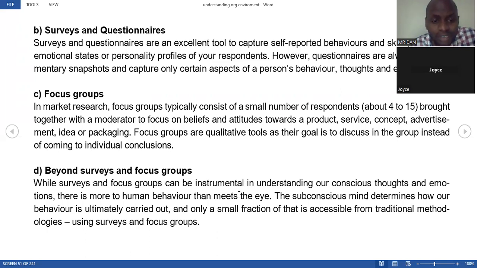You can also organize focus groups where you have individuals of 4 to 15 members, and where you give them some tasks and they do those tasks. And once they finish them, you can also analyze what they did based on their beliefs and attitudes towards maybe organizing on products or services and other issues that will form the basis of your conclusion on their behavior. Then we have beyond survey and focus groups. Here we are saying you can decide to go beyond the surveys or the focus groups by using some traditional methodologies that will help you to ascertain the behavior.